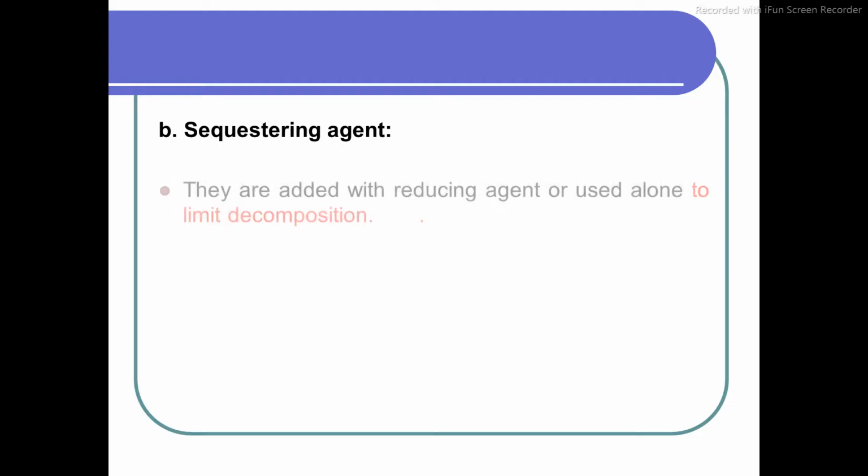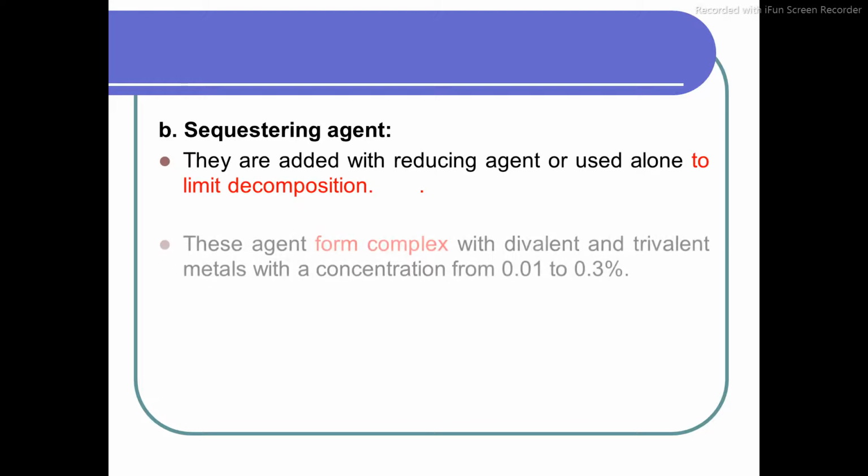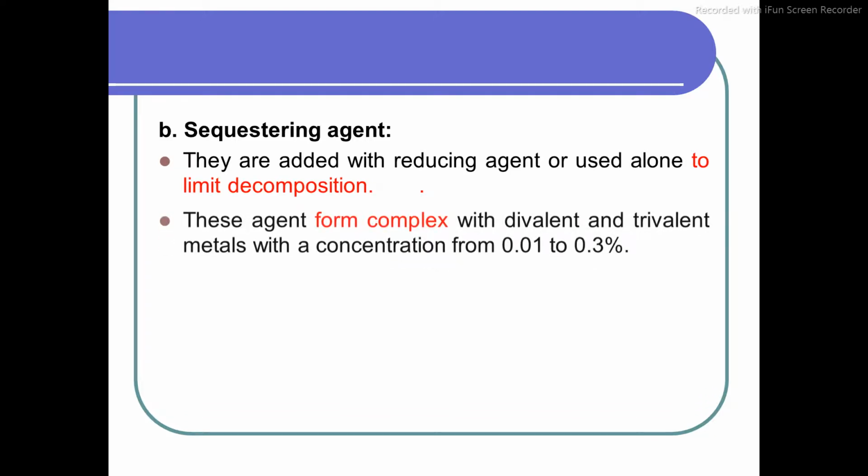Next one is the sequestering agent. They are added with the reducing agent or used alone to limit decomposition. So either you can add it alone or you can mix the sequestering agent along with the reducing agent to prevent the decomposition of your drug. These agents form complexes with divalent and trivalent metals at a concentration of 0.01 to 0.3%. This type of sequestering agent will remove any metal ions, and once the metal ion forms a complex with the sequestering agent, your drug will be free to be present in the ophthalmic eye drops.